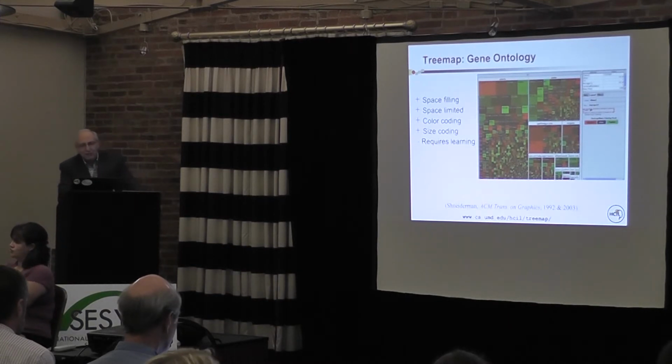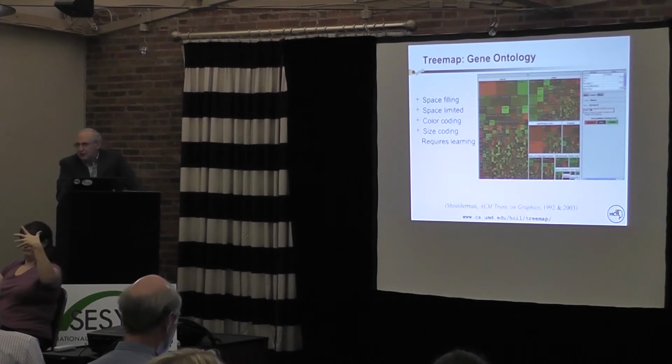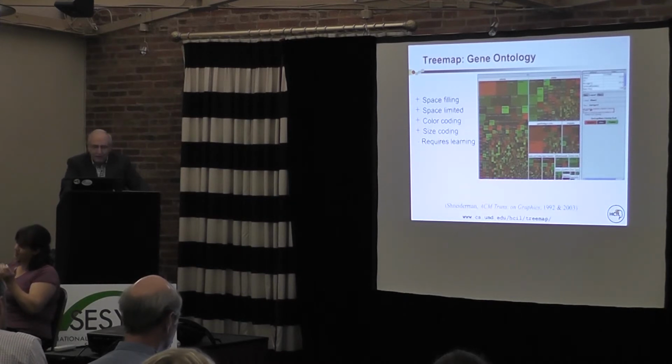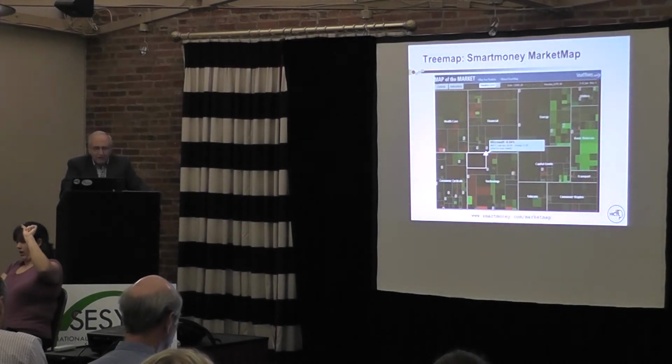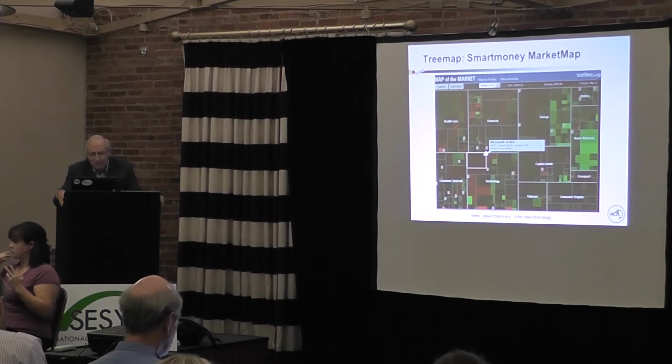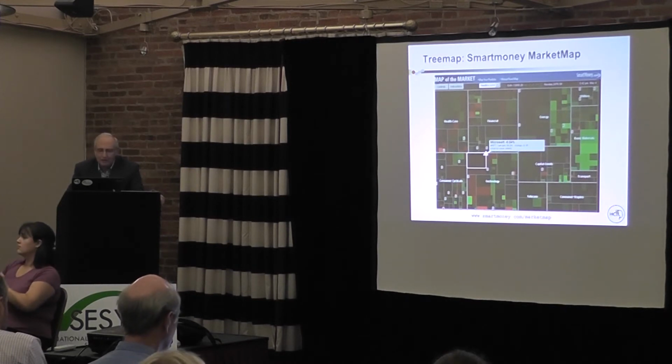The tree map idea was meant to compactly show large hierarchies. This was our example with the gene ontology, 14,000 nodes in a 23-level hierarchy. But maybe the more familiar example is the stock market map of the market, which was built by Martin Wattenberg and with me as a consultant to them.